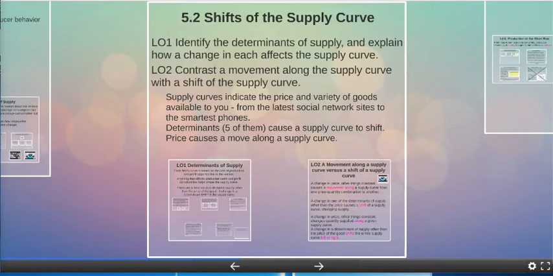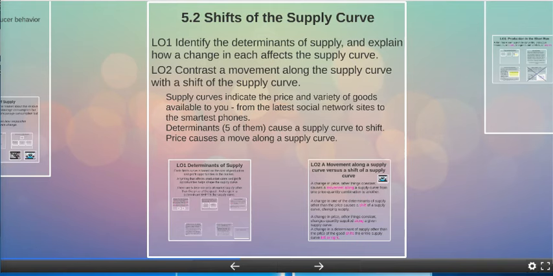Lesson 5.2. So we're going to talk about how the supply curve can shift right and shift left. First of all, there are determinants of supply and how those determinants affect the supply curve. And then contrast a movement along the supply curve with a shift in the supply curve.